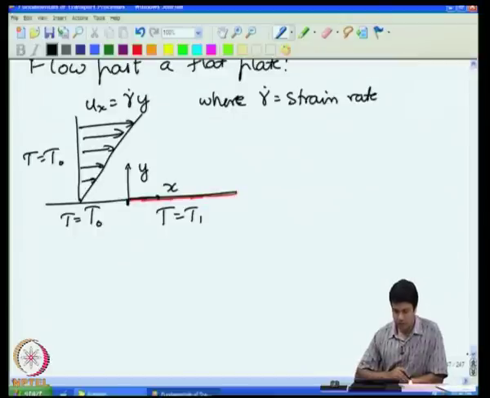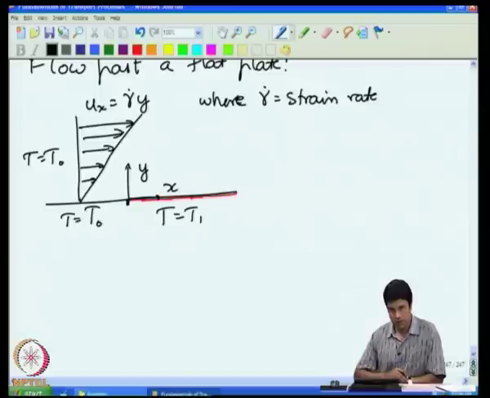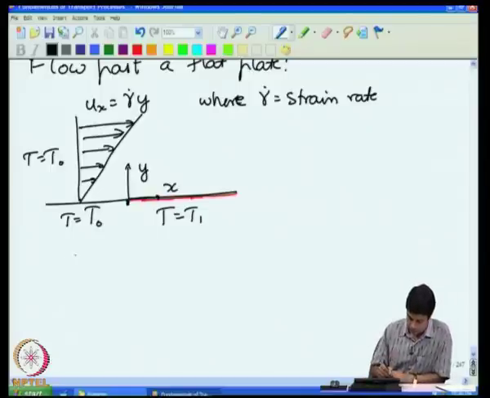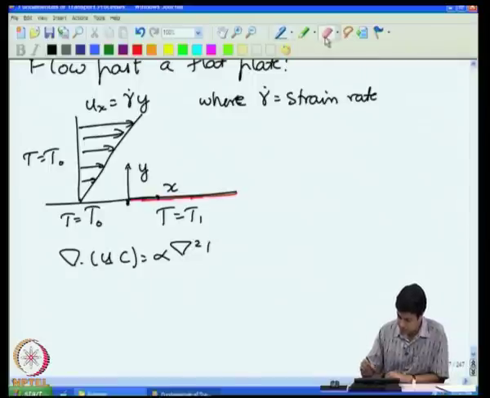And let us consider that this process is happening at steady state, so that there is no time derivative. So, my heat conduction equation just becomes del dot u c is equal to alpha del square T.